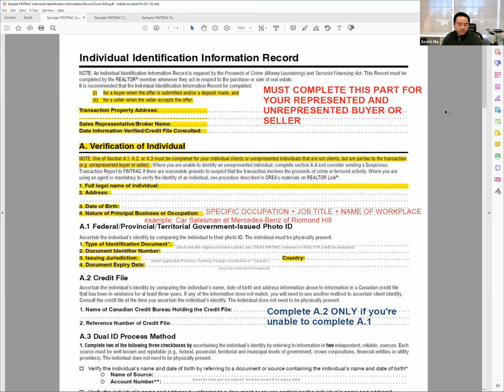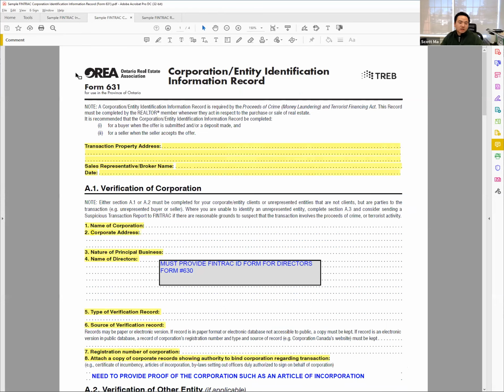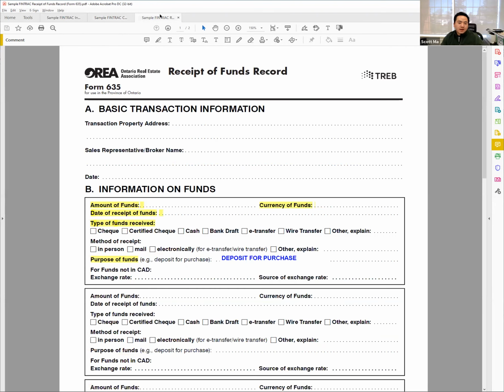So when do you need to do the FINTRAC forms? Whenever you're acting as an agent for a client who's looking to buy or sell real estate, you have to fill out the FINTRAC forms. So there's the individual ID record. There is the corporation ID record, if your client is a corporation. And there's also the receipt of funds record, if you're receiving money.